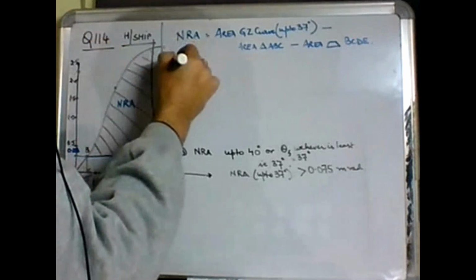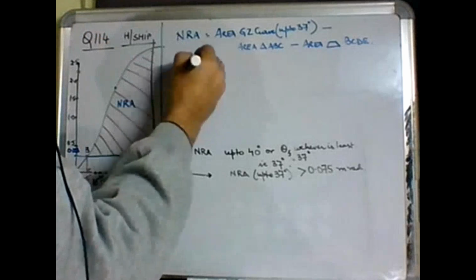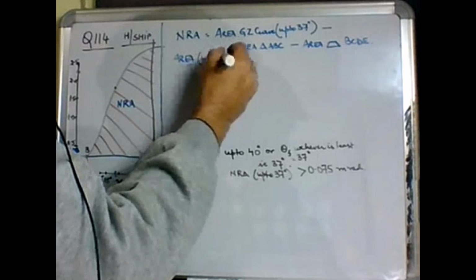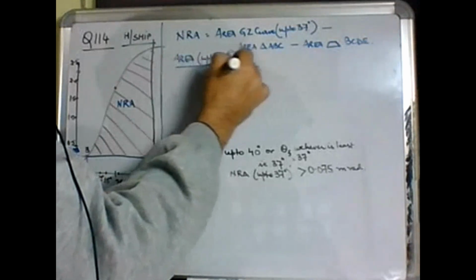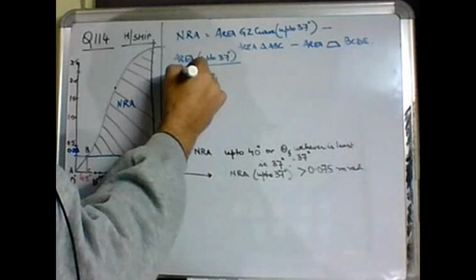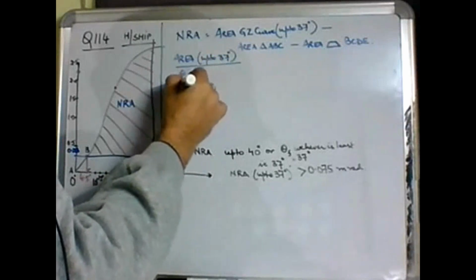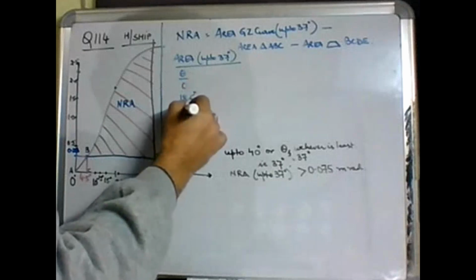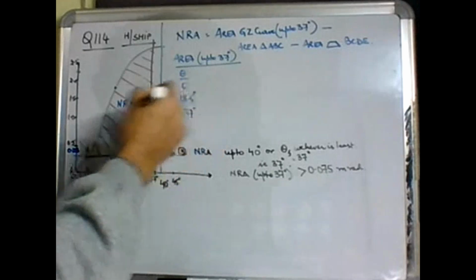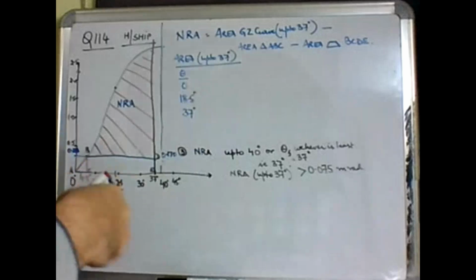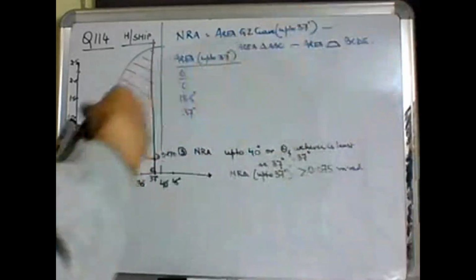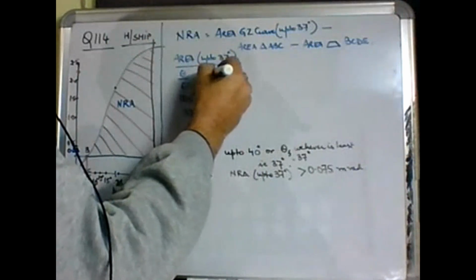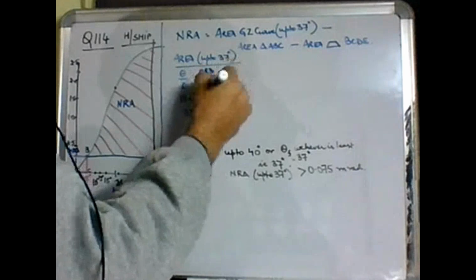सो मैं सबसे पहले निकाल रहा हूं एरिया अप टू 37 डिग्रीज निकाल रहा हूं अभी सबसे पहले. So my theta is 0, 18.5, 37. Similarly, my ordinate is nothing but GZ. Values are 0.